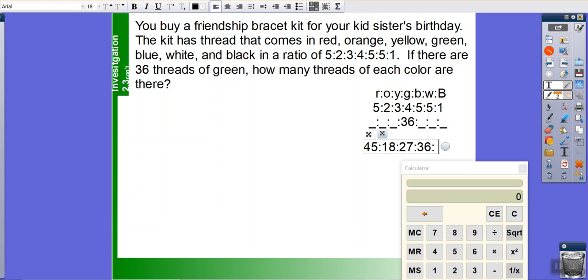5 times 9, again, is 45 threads of blue, plus 45 threads of white. That's a ridiculous amount of white. We need to talk to the production manager on that one. And we have 9 threads of black. So that's how many of each color we have. Ta-da!